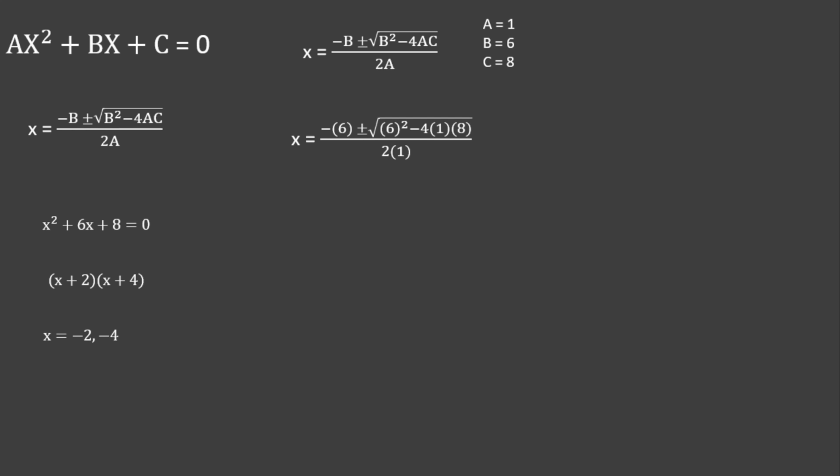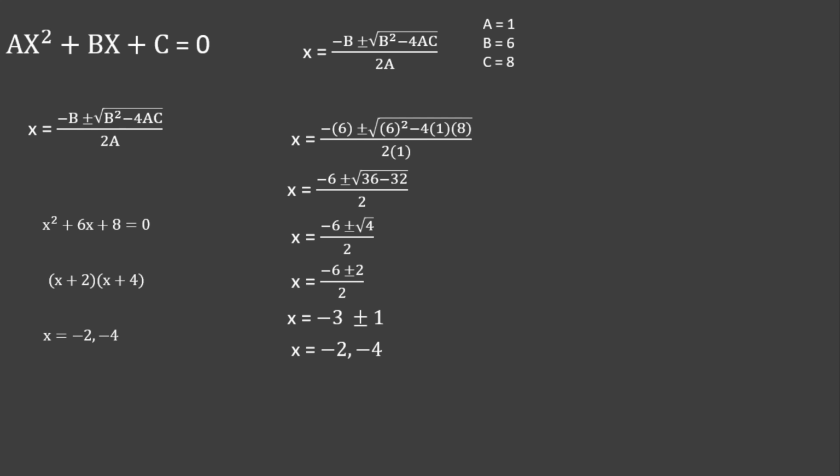And now that we've plugged them in, let's begin to process this. One more step to process it would give us negative 6 plus or minus the square root of 4 over 2. Square root of 4 is 2, so that's negative 6 plus or minus 2 over 2. We can actually divide that 2 out. In the next step, it'll give us negative 3 plus or minus 1, which is negative 2 and negative 4. Those numbers look really familiar, don't they? That's because it's the exact same as when we factored them into binomials. Proof of concept for the quadratic formula.